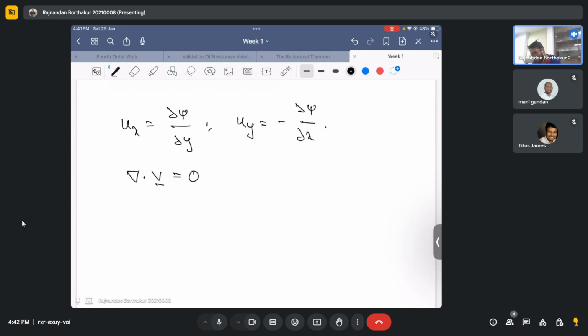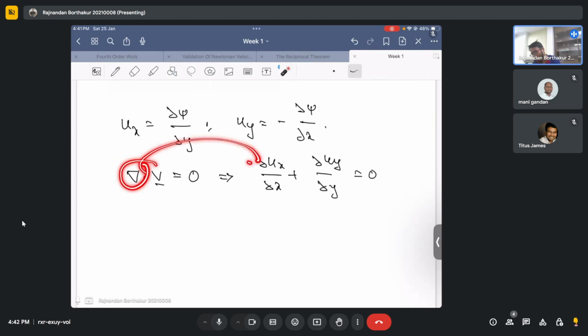So if you write this divergence of the velocity field in Cartesian coordinates, you will just get del ux by del x plus del uy by del y. This is just writing a divergence applied over the velocity field in the Cartesian coordinate system in the xy plane. That's it. If I have a z component, it would just be del uz by del z, but we are just keeping it simple. We are just writing it in the xy plane.